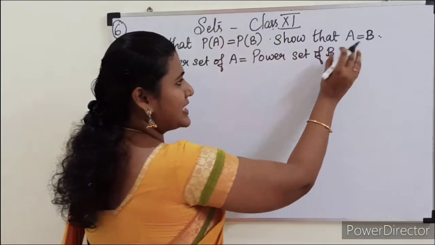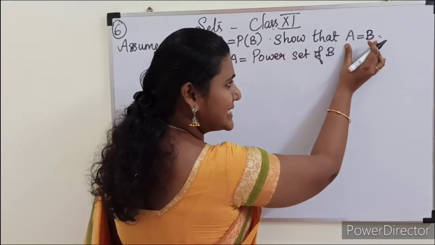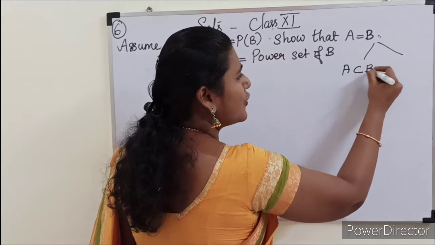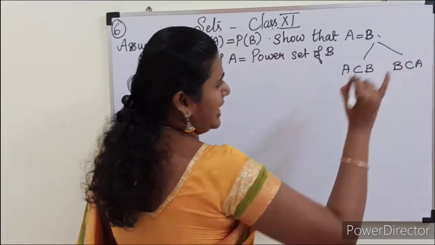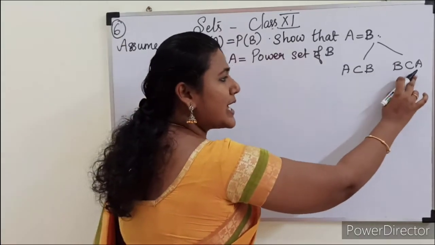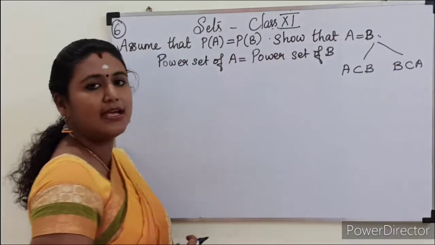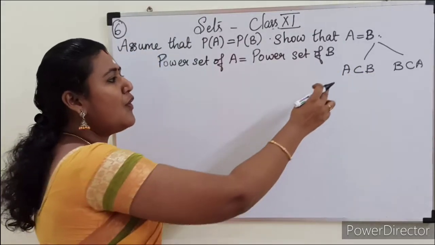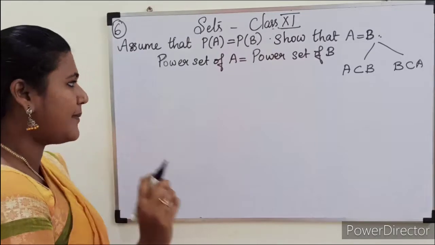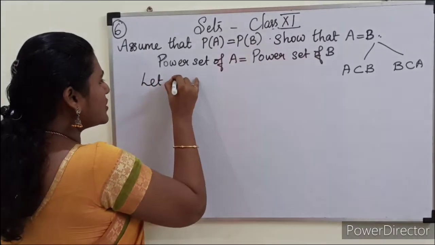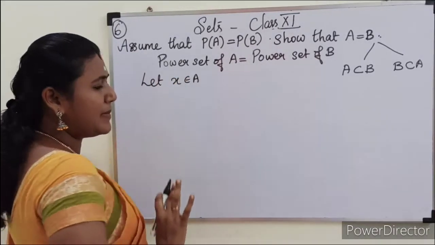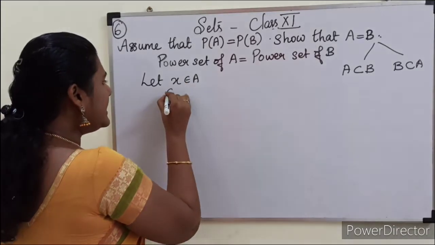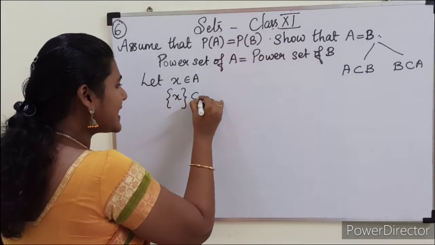So already I have explained, if you want to show two sets are equal, we have to prove two conditions: A is a subset of B and B is a subset of A. If we are able to prove these two conditions, then we can say that A is equal to B. So first we are going to prove the first condition. For that we will take an arbitrary element in A. So let X belong to A. We are taking any element in set A, that is X. So if X belongs to A, then the set {X} is a subset of A.